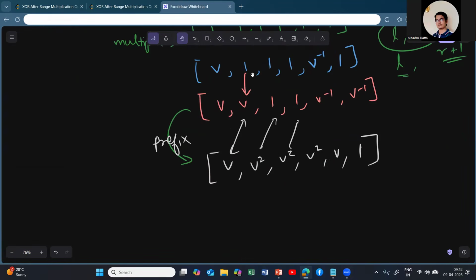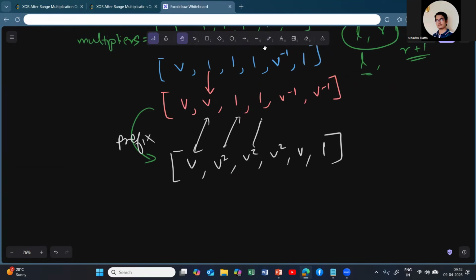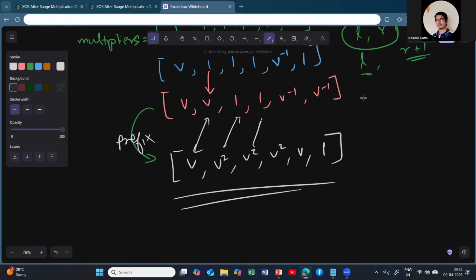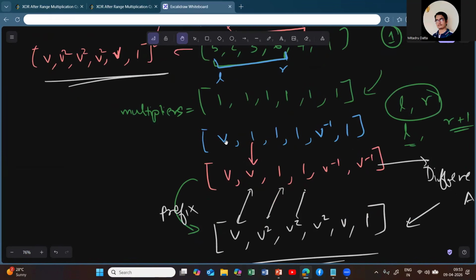So in this way, we call this a difference array. Okay. So your prefix array of this difference array is looking exactly like the one which I need, to multiply each and every element. We want to see what is the multiplier of each and every element, and in this way that can happen easily.